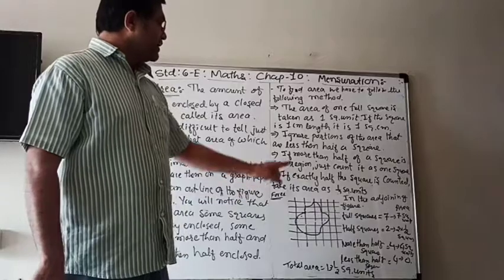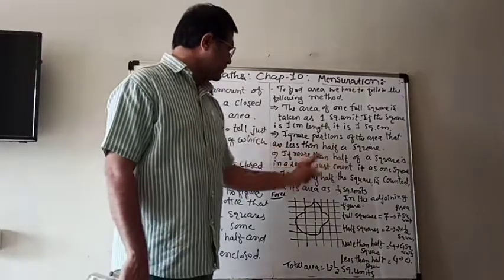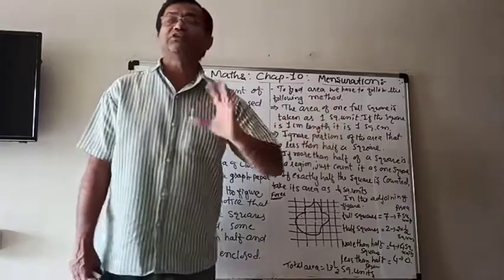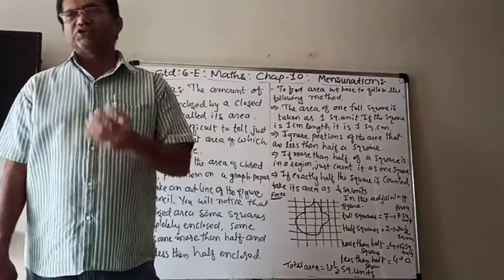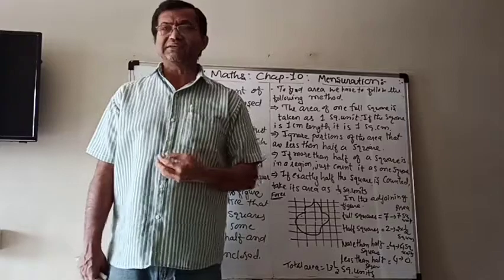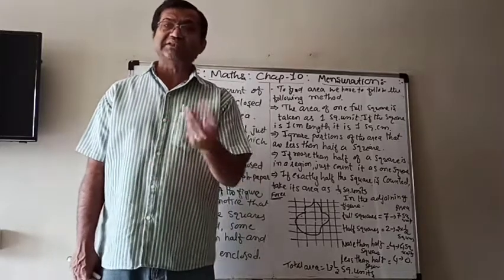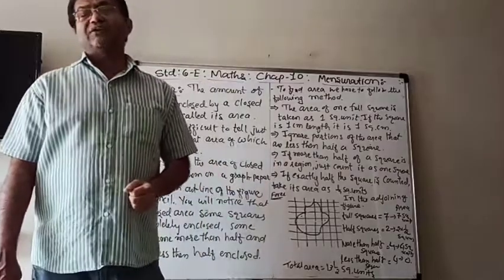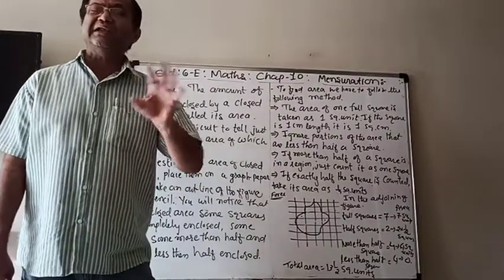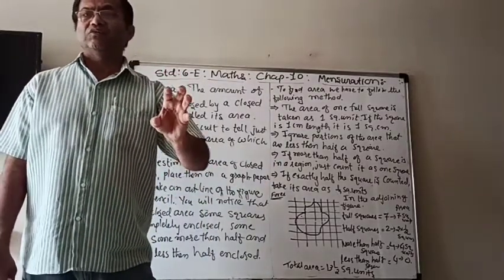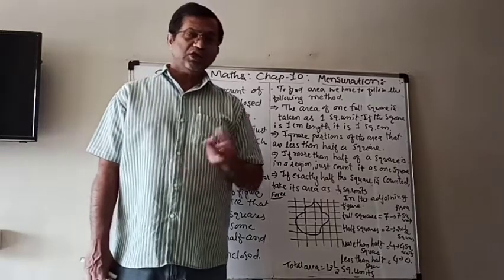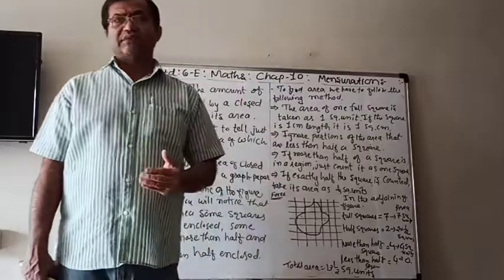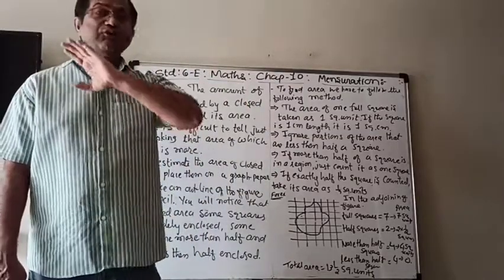Third, if more than half of a square is in a region, that also counts as a full square. Because only a little part is gone, that can be adjusted with those which are less than half. So that can nearly balance out. In this situation, more than half squares are also counted as full squares.